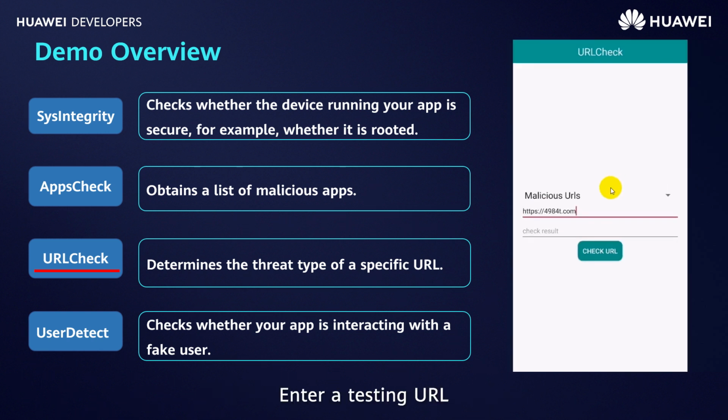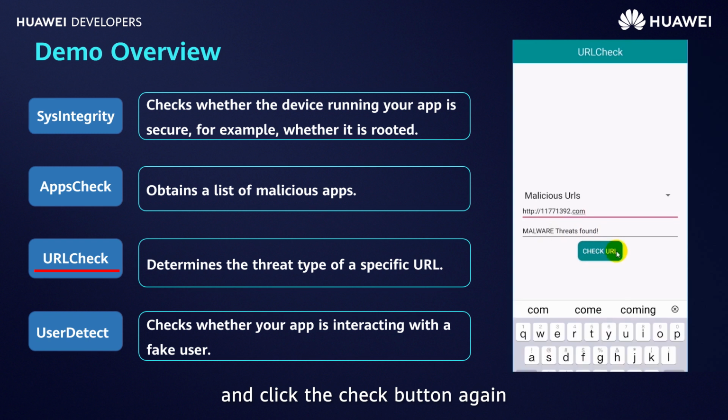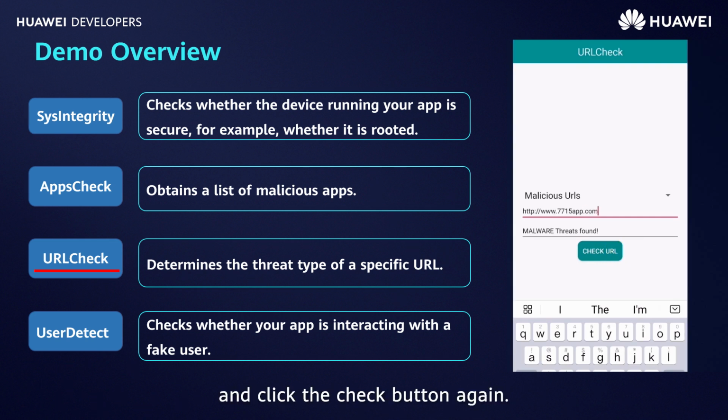Enter testing URL and click the check button. As we can see, the URL is safe, and no risk is found. Then, enter a risky URL, and click the check button again. A malicious app risk is reported. Enter another URL, and click the check button again. Let's check the result. As we can see, a network deception risk is reported.